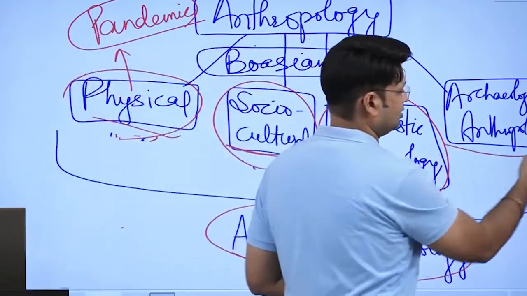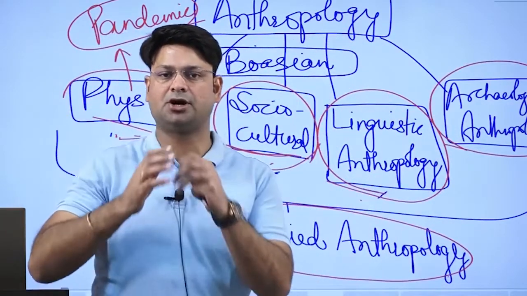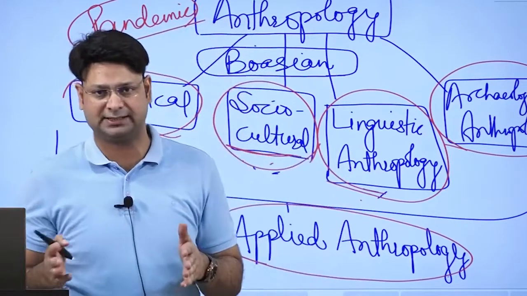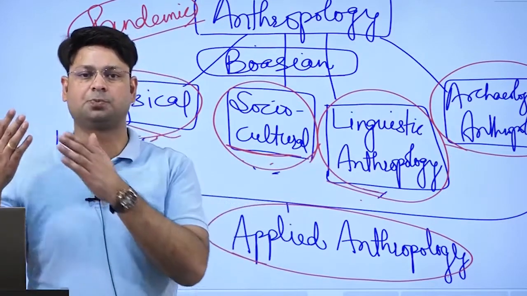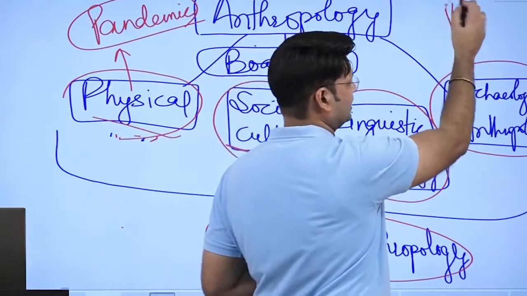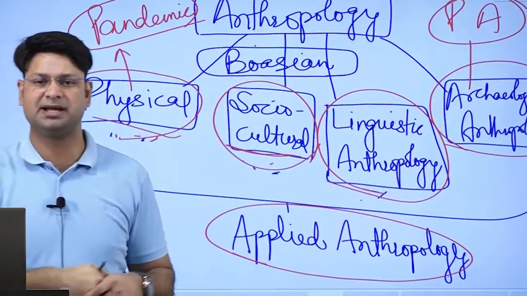Then we have archaeological anthropology. See, we have a rich repository of ancient human remains in India. So those remains are under threat, right? So we can use this archaeological knowledge to protect them, to preserve them, to conserve them. That branch of archaeology is known as public archaeology, right? Similarly, we can use it for cultural resource management, right?